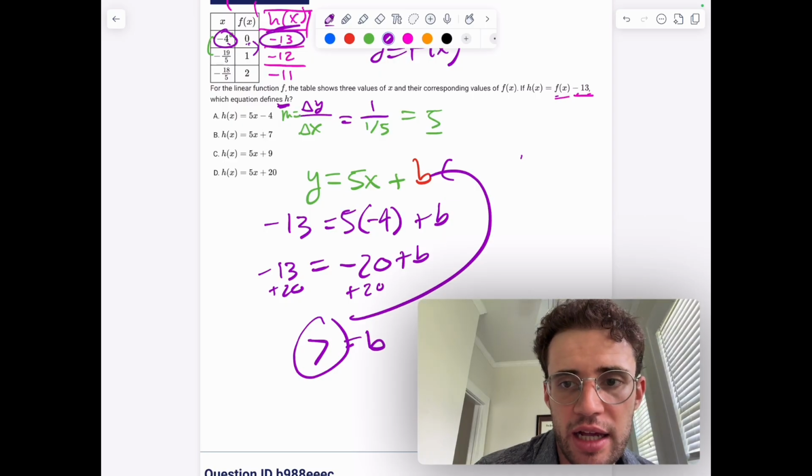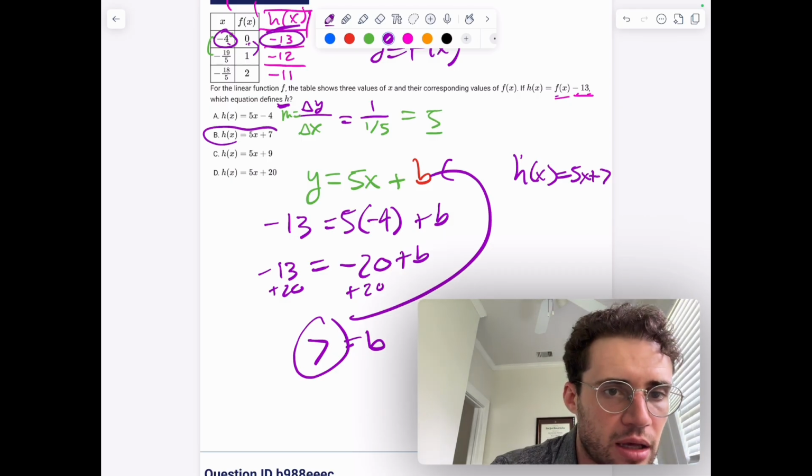We would write the equation as, what is it, h of x? h of x is equal to 5x plus our y-intercept 7. And that is option B.